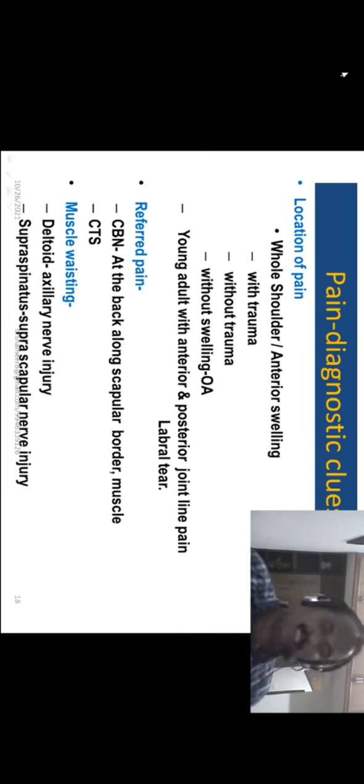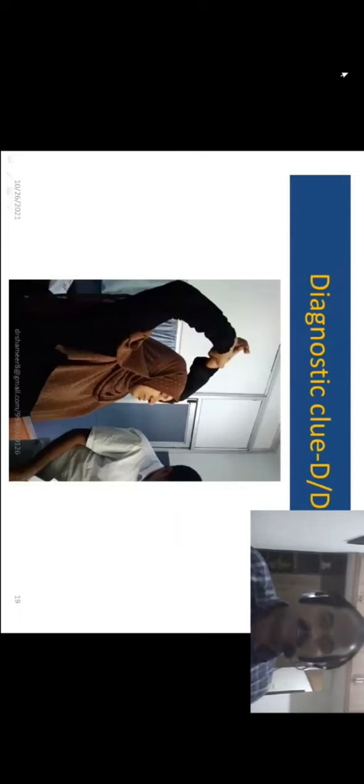And in case of suprascapular nerve injury, there will be supraspinatus and infraspinatus muscle wasting. So considering the pain, tenderness and location of the pain, you have to make a provisional diagnosis. After that, by clinical examination, go for an exact diagnosis. And this is the more important diagnostic clue. We can have a differential diagnosis.